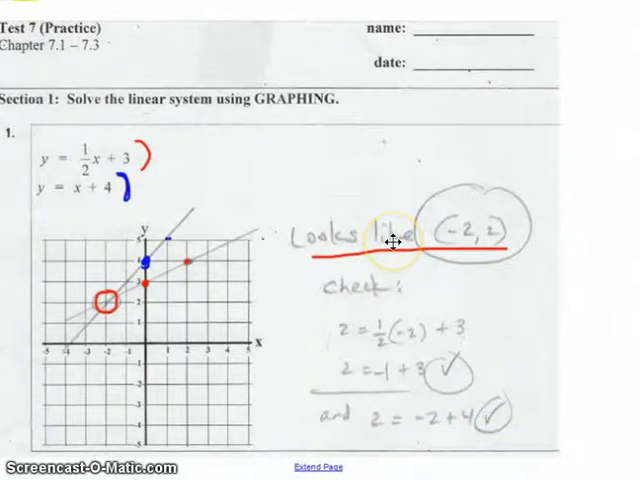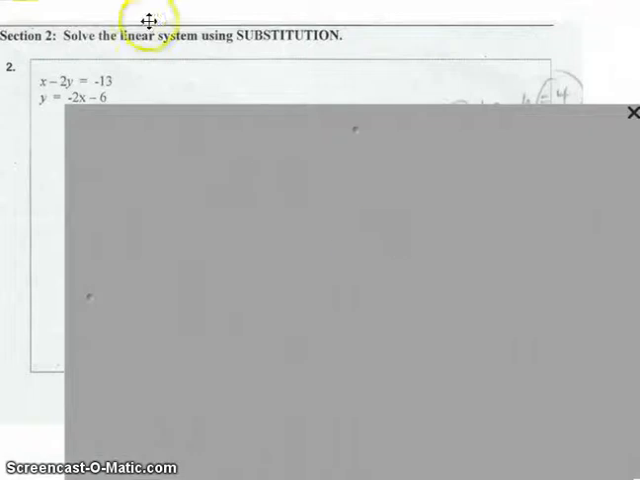Let's move on to the next one, number 2. Like I said, this time we're going to be solving a linear system using substitution instead of graphing. And here are my two linear equations. The bottom one looks just like one that we just did, y equals mx plus b, but the top one is not in that format. The top one's in standard form.